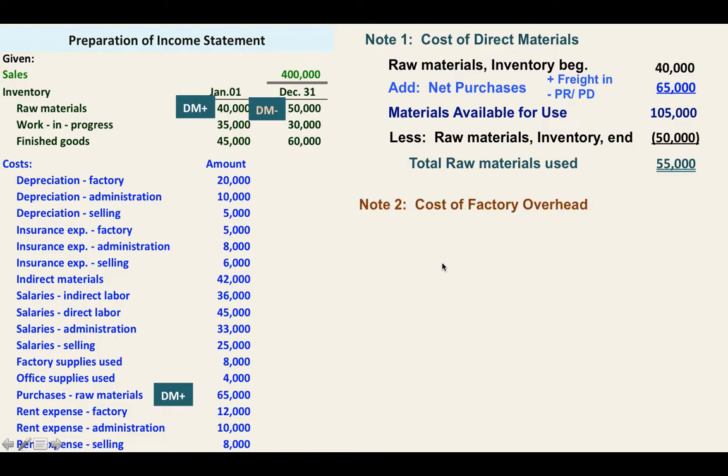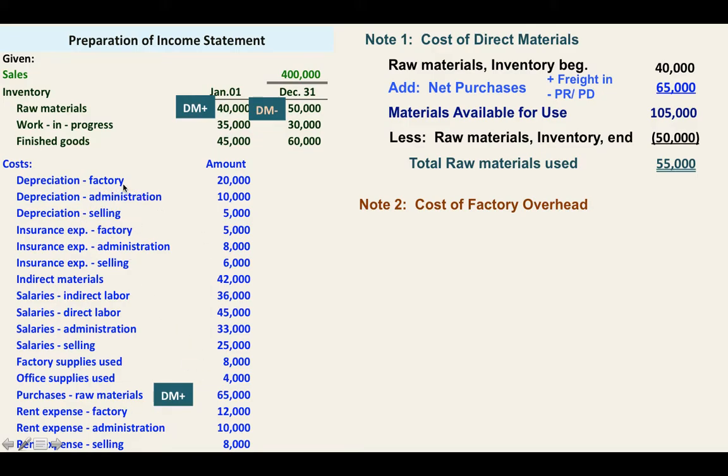And for Note 2, we have to determine the cost of factory overhead. So class, in determining the cost of factory overhead, we have to look at all the cost and identify those costs that are related to factory overhead. And these are, so here we will just list based on how it is presented in the problem.